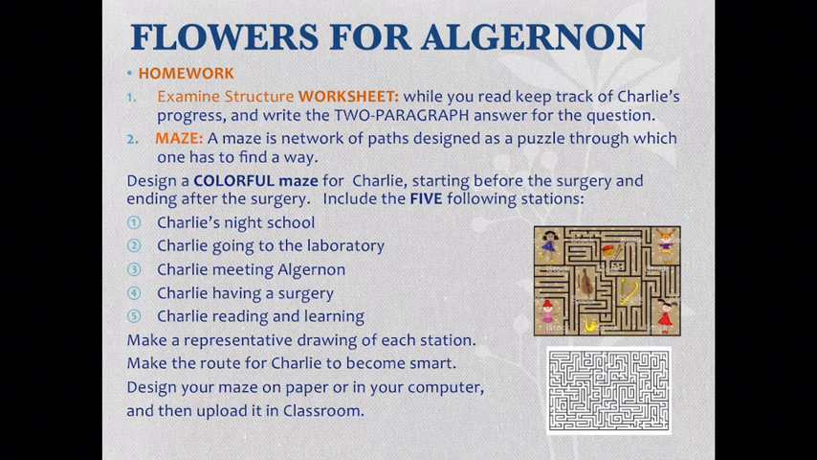Design a colorful maze for Charlie, starting before the surgery and ending after the surgery. Include the 5 following stations: Charlie's night school, Charlie going to the laboratory, Charlie meeting Algernon, Charlie having a surgery, Charlie reading and learning. Make a representative drawing of each station. Make a route for Charlie to become smart. Design your maze on paper or in your computer and then upload it in Classroom.